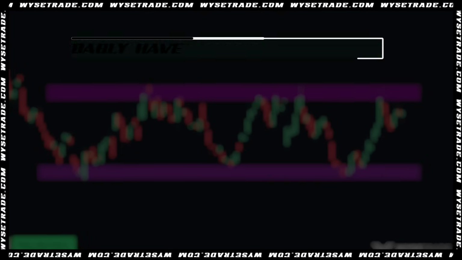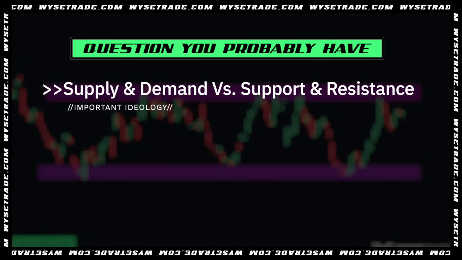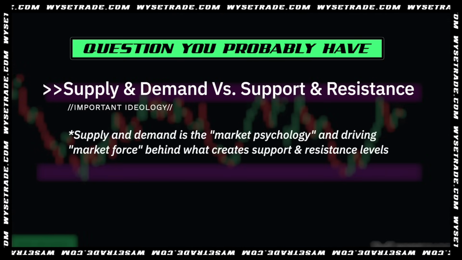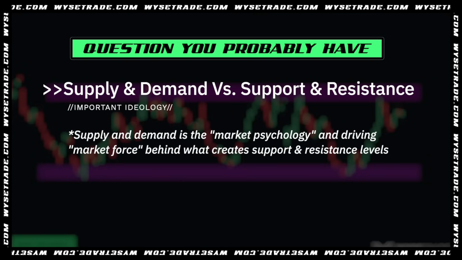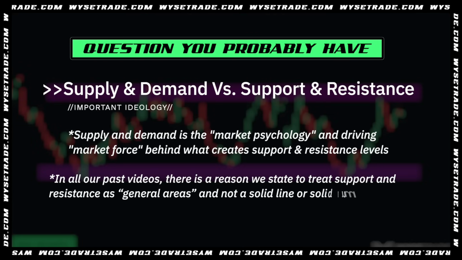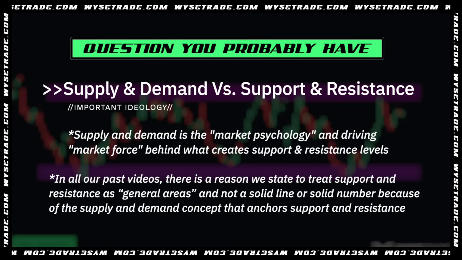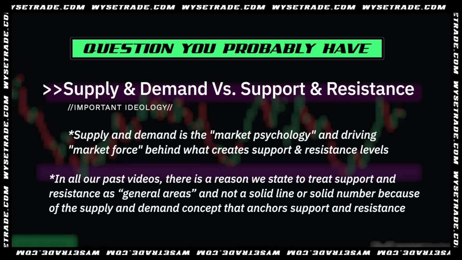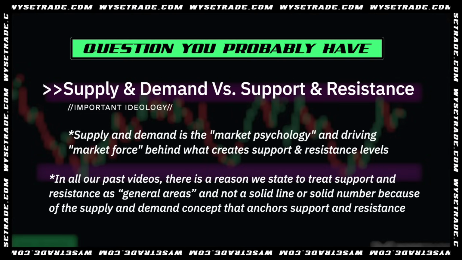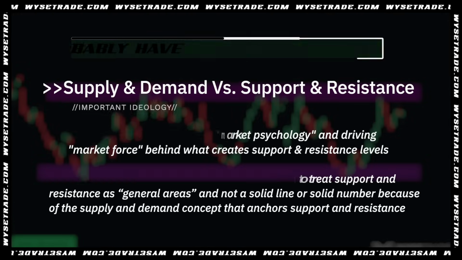So a question you probably have: what's the difference between supply and demand versus support and resistance? Supply and demand is the market psychology and driving market force behind what creates support and resistance levels. If you go back and watch all our past videos, there is a reason we state to treat support and resistance as general areas and not as a solid line or solid number, because of the supply and demand concept that anchors support and resistance.